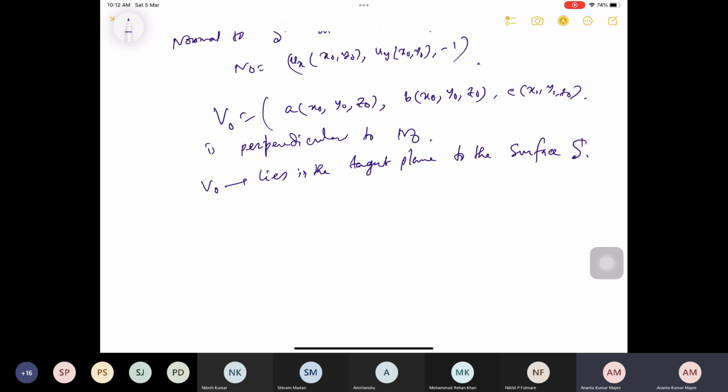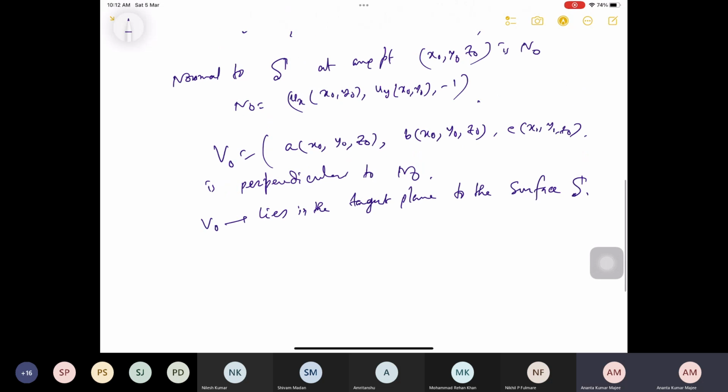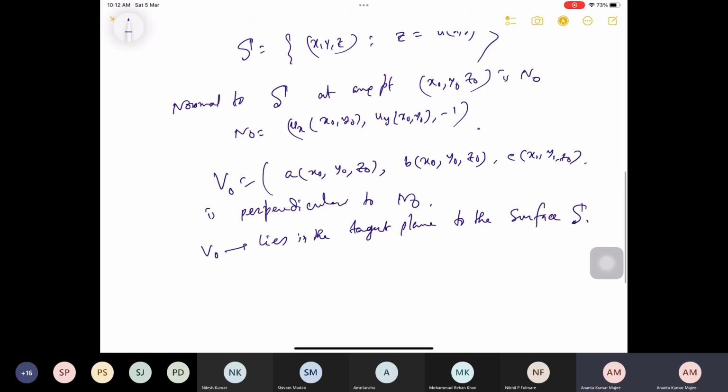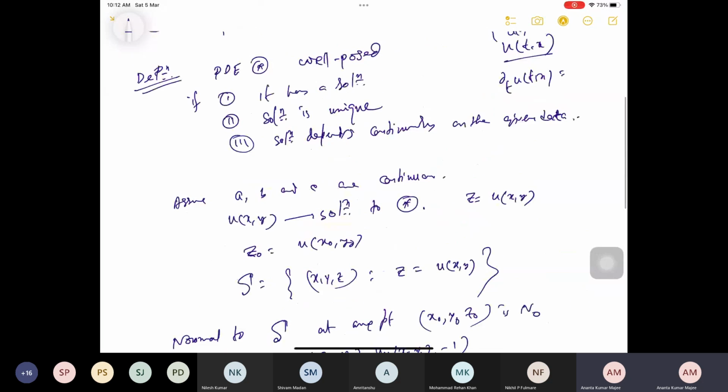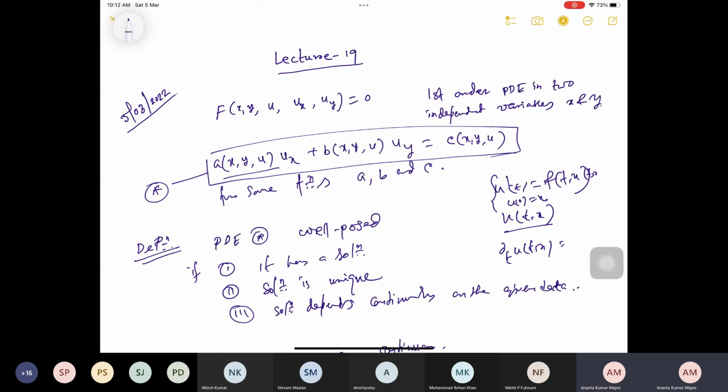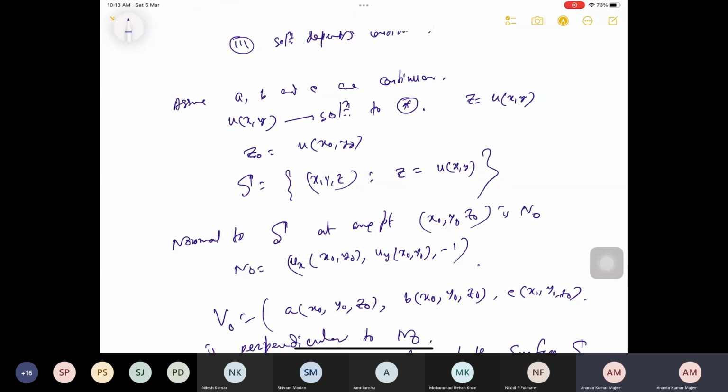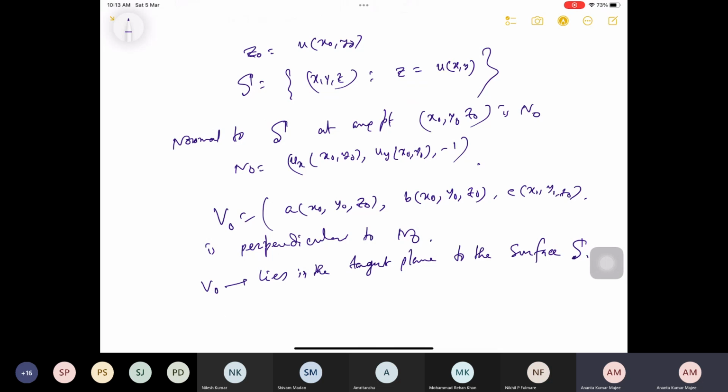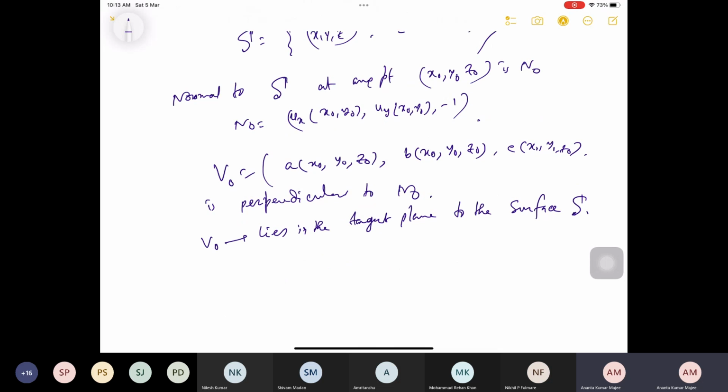Okay. So now what is our aim? Here I have seen that if my solution u is a solution to the given quasi-linear PDE a u_x + b u_y = c, and I consider Z, the graph of my solution u, then for any point (x0, y0, z0), V0 lies in the tangent plane to the surface S.